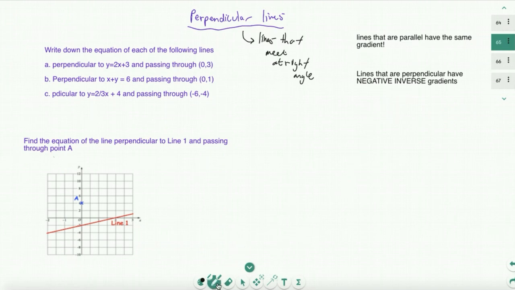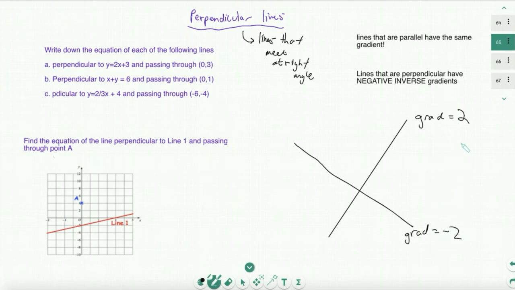What do I mean by negative inverse gradients? So let's say we have a line, kind of looks like that. I'm going to say the gradient, or the m value, is 2. If I was to draw a perpendicular line, the gradient would be the negative inverse. A lot of people would say, oh, the gradient's negative 2. That's wrong. You're half correct. First, if the gradient for this line is positive, this line must be negative, and it looks like it. So that's the negative part done.